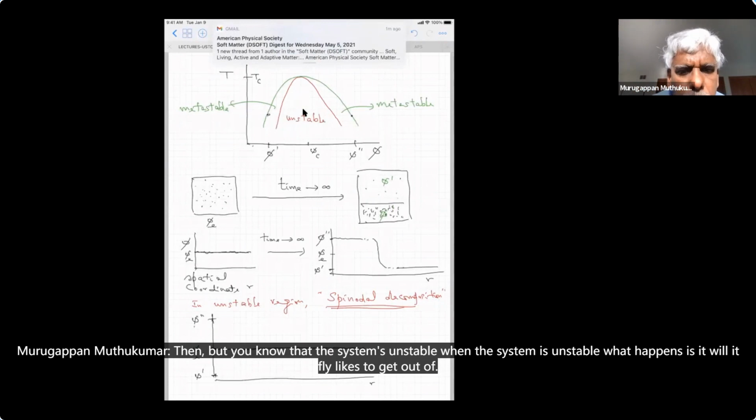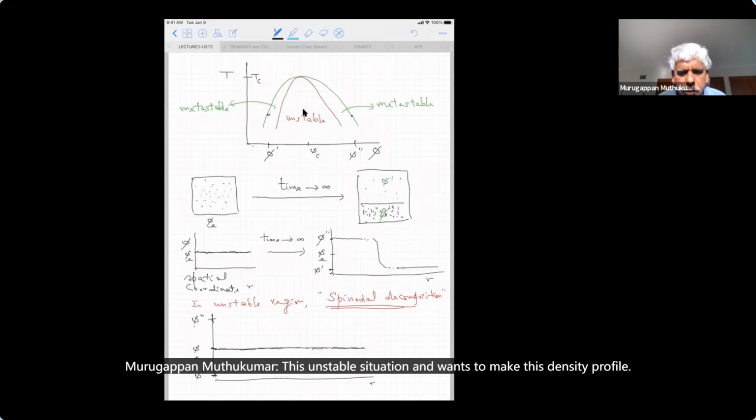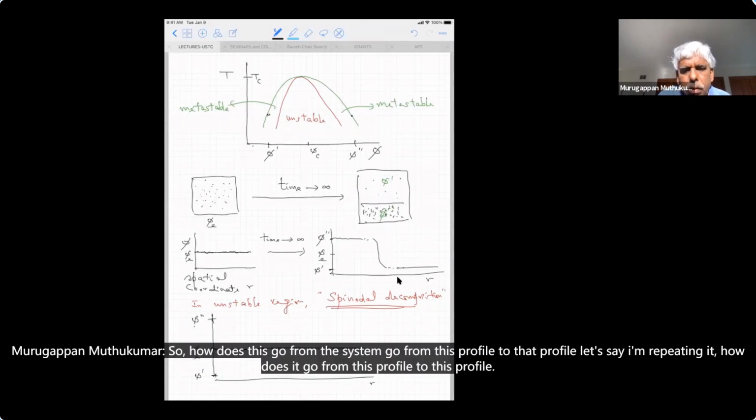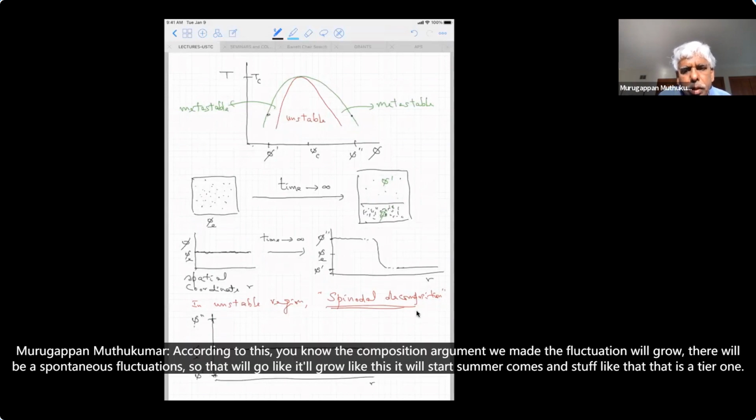When the system is unstable, it likes to get out of this unstable situation and wants to make this density profile, because this is the final fate. This is the final result that the system will evolve into. So how does the system go from this profile to that profile? I'm repeating here. How does it go from this profile to this profile? According to the spinodal decomposition argument we made, the fluctuation will grow. There will be spontaneous fluctuations, and they will grow like this. The system becomes unstable like that.